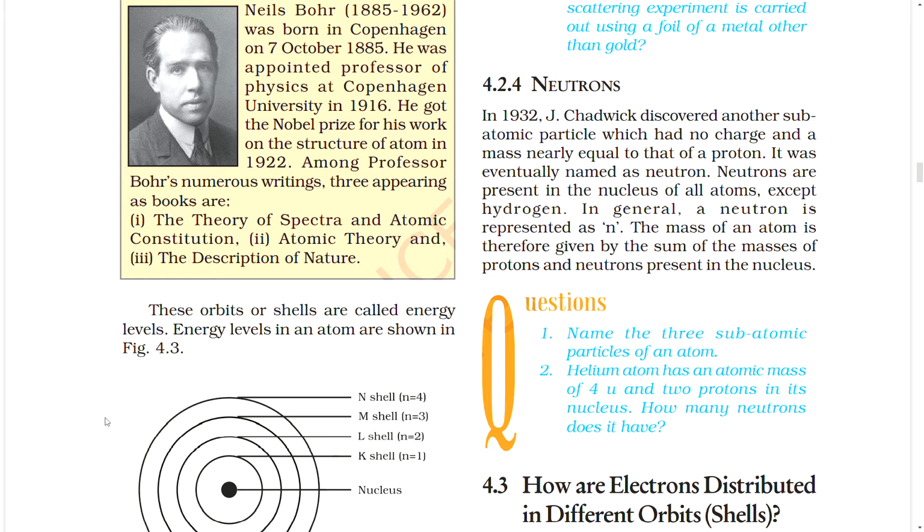4.2.4 Neutrons. In 1932, J. Chadwick discovered another subatomic particle which had no charge and a mass nearly equal to that of a proton. It was eventually named as neutron. Neutrons are present in the nucleus of all atoms except hydrogen. In general, a neutron is represented as n. The mass of an atom is therefore given by the sum of the masses of protons and neutrons present in the nucleus.